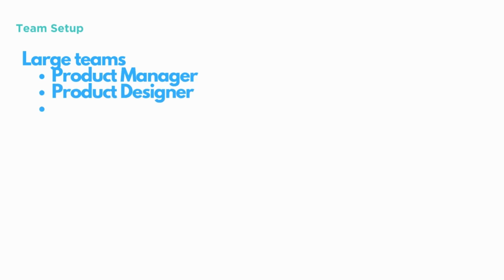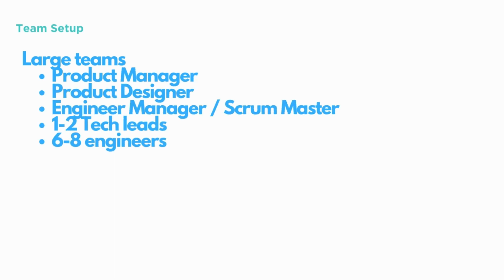So how are the teams set up? Now, predominantly app teams are quite large due to having to manage 2 platforms, iOS and Android. Usually you have 1 product manager, 1 designer, 1 engineering manager or scrum master, 1 to 2 tech leads, depending on if they can manage both iOS and Android, or be separated.